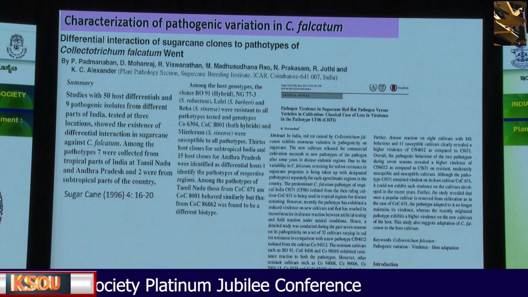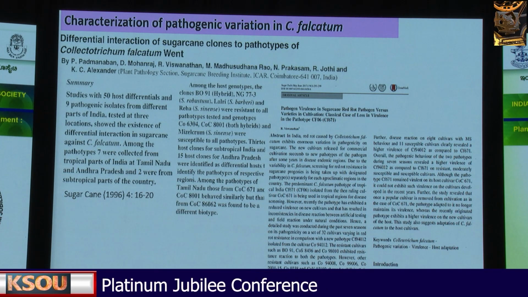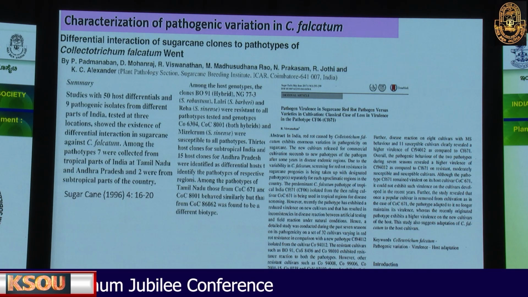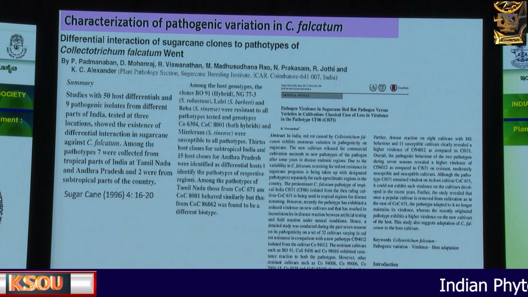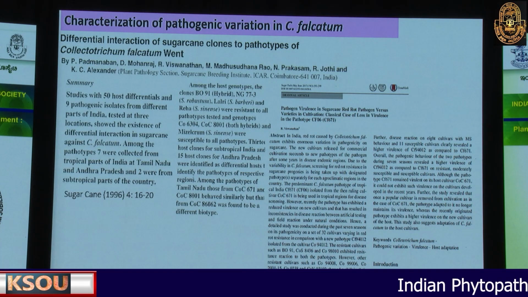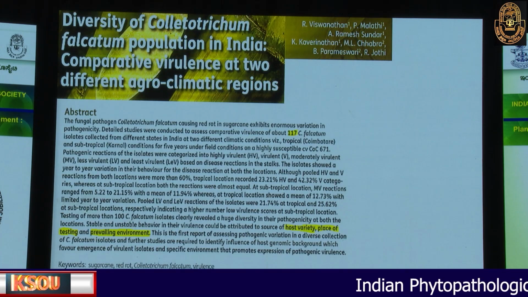So these are all the petri dishes where we see these cultures. But to assess the pathogenicity, we wanted to identify a set of differentials. So over the years we worked at the Sugarcane Breeding Institute, and we identified a set of differentials, and then we were able to designate the pathotypes.